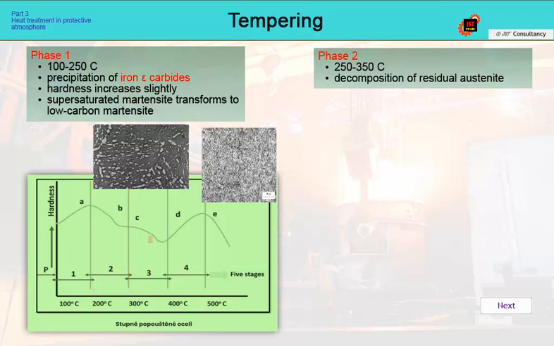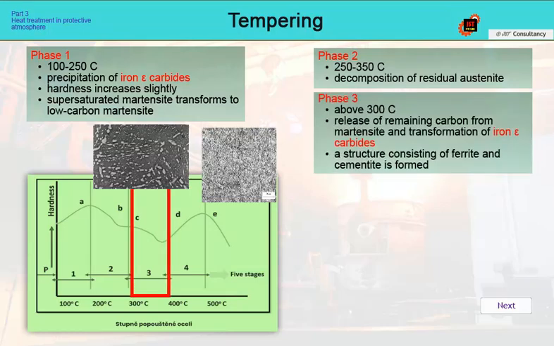The third phase starts at 300 Celsius. In this phase, low-carbon martensite releases the remaining excess carbon, and a complete ferritic carbide structure is formed by ferrite and needle-like or plate-like cementite, with the gradual decay of epsilon carbides.